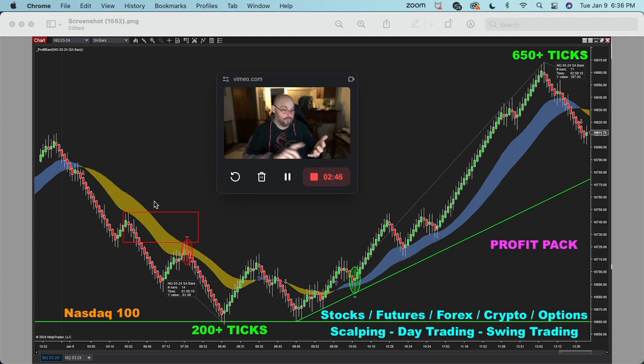You can use this for stocks, futures, Forex, cryptocurrencies, even use it to benefit an options trader, okay? You could scalp with this, you could day trade with it, you can swing trade with it. So really versatile, can be totally adjusted to what you want it to do for yourself.